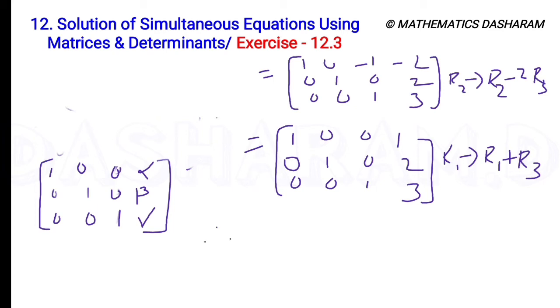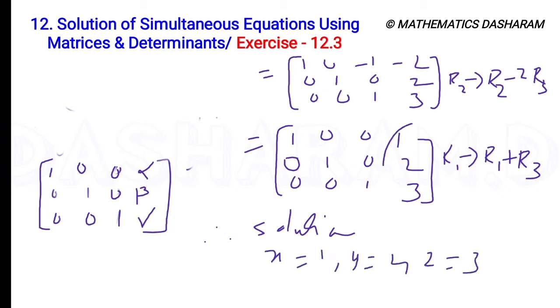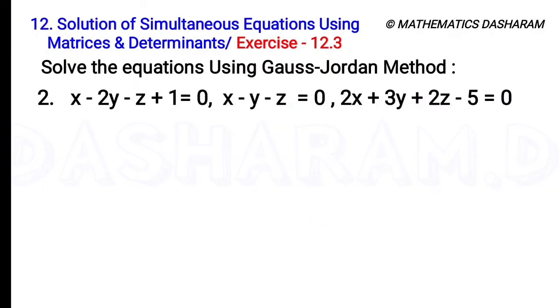So therefore the solution of the given system of equations is x equals 1, y equals 2, and z equals 3. Okay. Second question: x minus 2y minus z plus 1 equals 0, x minus y minus z equals 0, 2x plus 3y plus 2z minus 5 equals 0.